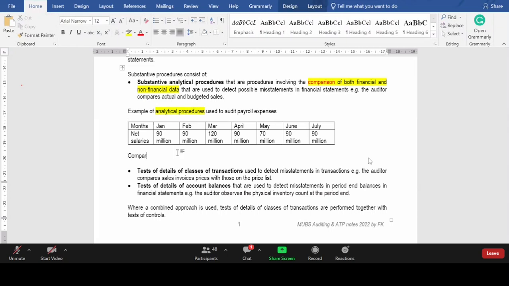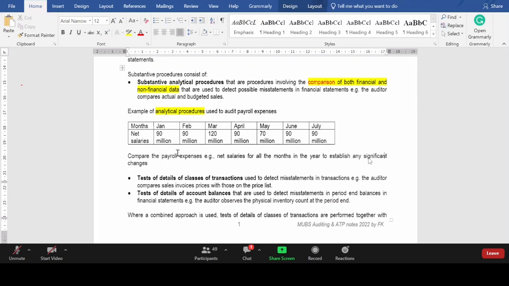This is how you write the test. Compare the payroll expenses, e.g. net salaries, for the months, for all the months. Establish any significant changes.